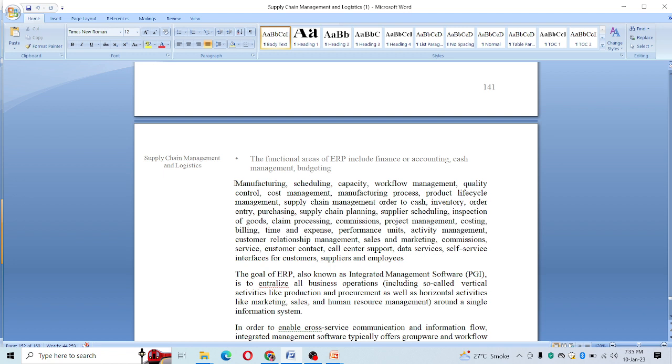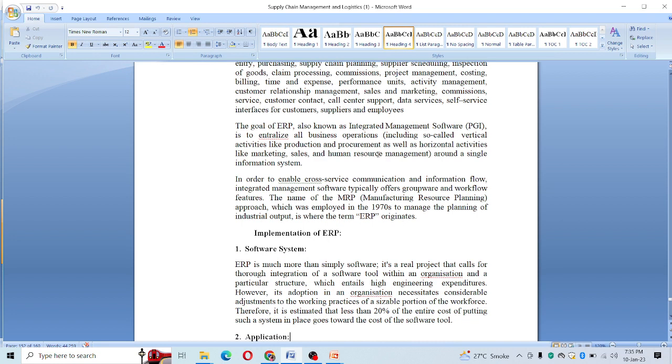What things come under its control, like manufacturing, scheduling, workflow management, quality management, all these things we have seen in these slides. The goal of ERP also we have seen, that is to integrate the business processes, business operations. It will involve marketing, sales, human resource management around a single information system. And particularly it started with MRP, and then the ERP nomenclature originated.